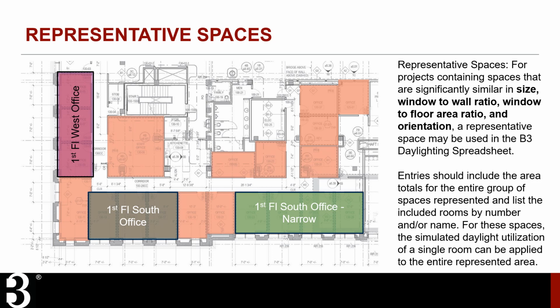When listing regularly occupied spaces in the B3 daylighting worksheet, these rooms can be listed together, and daylight utilization can be modeled for one room with results assumed to apply to the other rooms listed for the representative space. This option is intended to reduce duplication of effort and save time for project teams while ensuring compliance with the daylighting guideline.